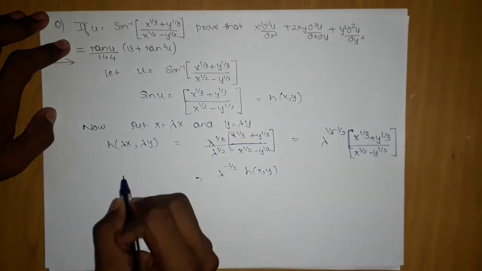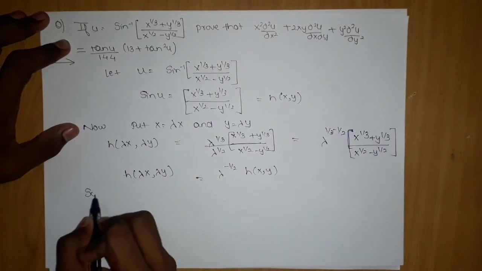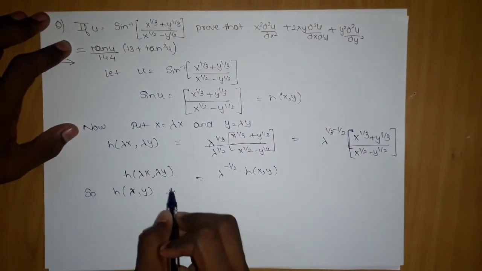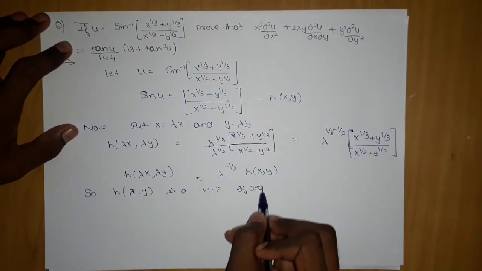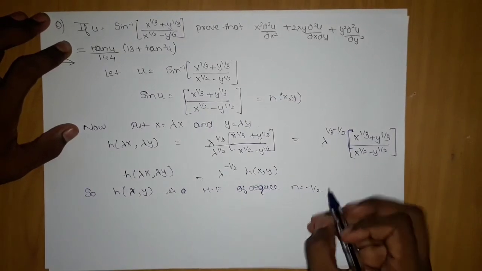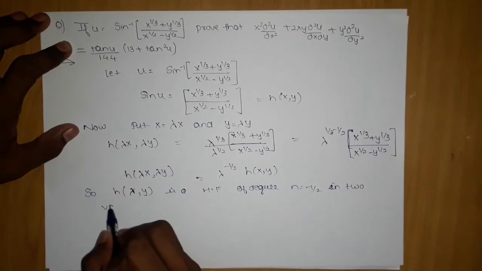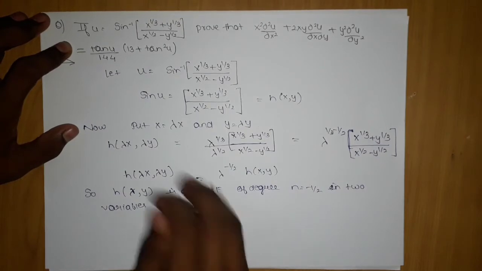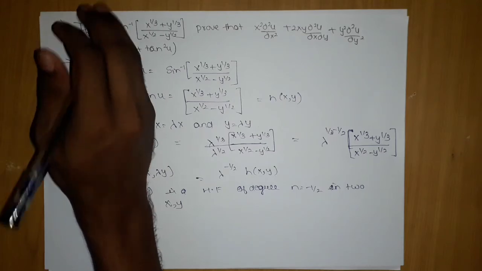And if you remember, in a homogeneous function, if this thing appears, we call it homogeneous. So h of x comma y is homogeneous. I am writing it as homogeneous of degree n equals minus 1 by 2 in two variables. What variables? x comma y. After doing this step, you are done with proving the homogeneous function.